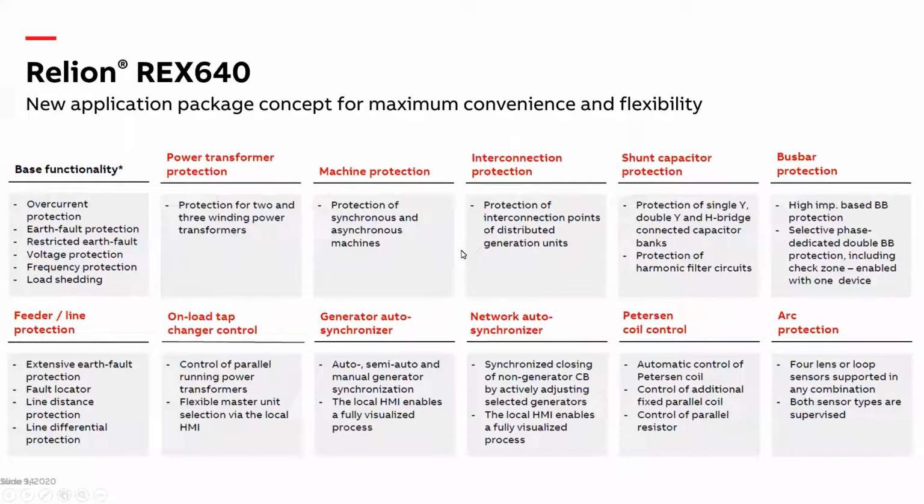Some of the commonly used ones are the power transformer protection, machine protection, and interconnection protection for connecting distributed generating units. Then there is a shunt capacitor protection. Then there's a bus bar protection, which has a high impedance based bus bar protection scheme, and also an extended feeder or line protection, including fault location, line distance protection, line differential protection, and so on. So if there is any application covering that, we choose this package.